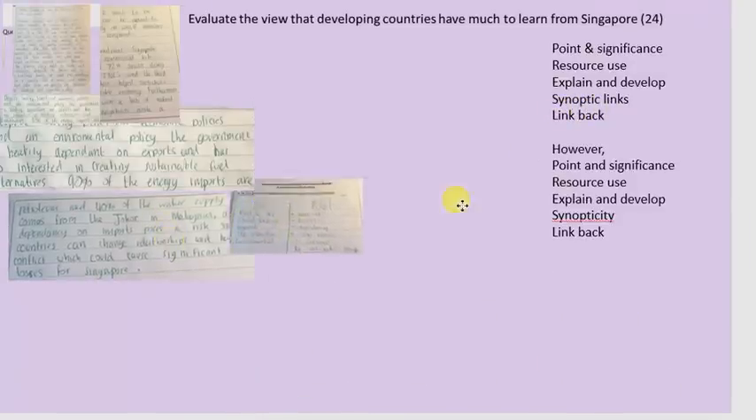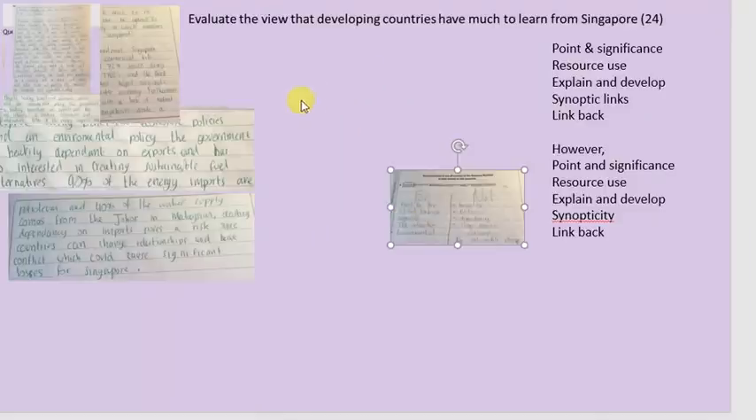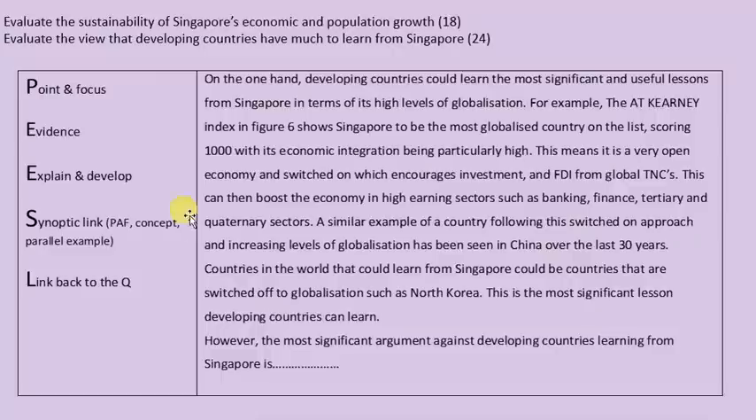What's this? This is the plan. So those bits are an answer, but it's not all of it, I don't think. Right, so it's got some elements in, some are missing, and they're kind of mixed up. If you want to look at a perfect paragraph that does it more structured, let's kick off with a point and a focus. So on the one hand, developing countries could learn the most significant and useful lessons. We've got that judgment in from Singapore in terms of its high levels of globalisation. That's my point: globalisation is the point. Then I bring my resource evidence in, and I'm only going to use one piece.